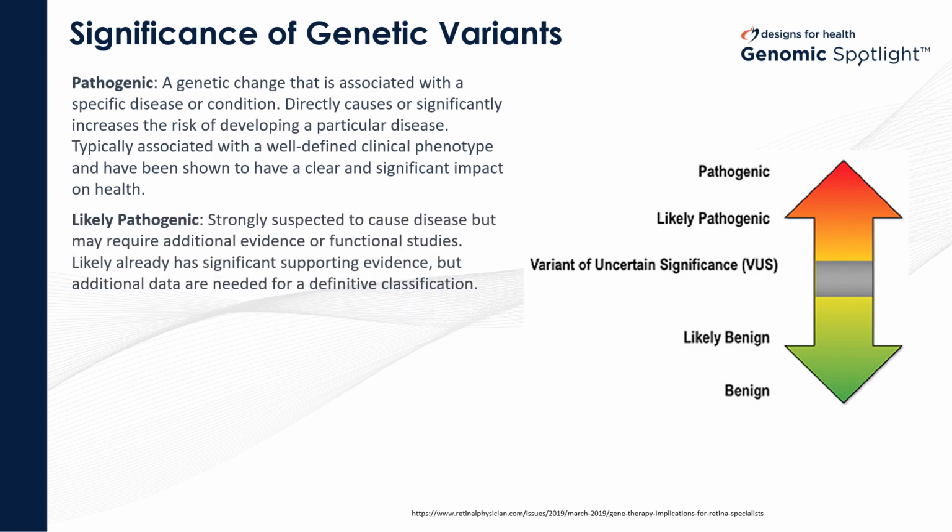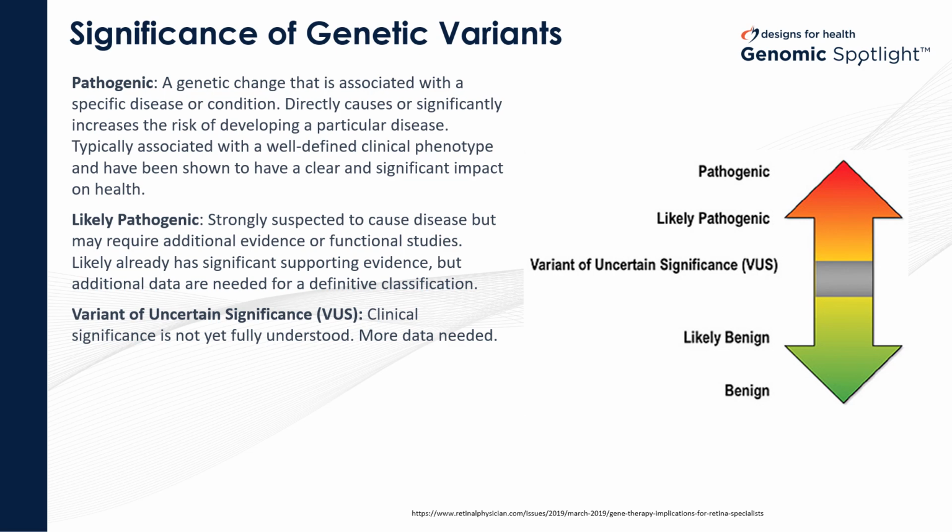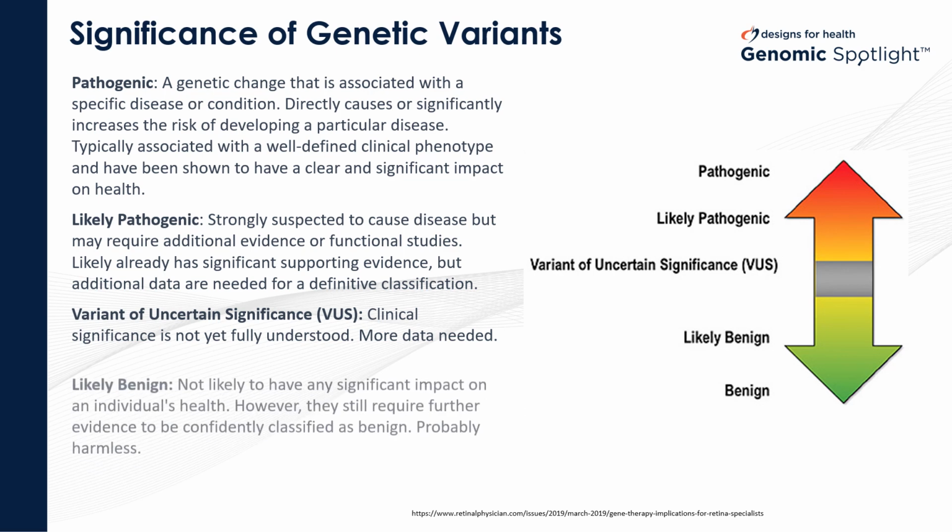Likely pathogenic is not as strong, but it's still strongly suspected to cause the specific disease, but may require additional evidence or functional studies. Likely pathogenic already has a significant amount of supporting evidence, but a little bit more additional data would be beneficial for a definitive classification. VUS, or variant of uncertain significance, is not so clear-cut. Clinical significance is not yet fully understood. It is definitely implicated, but quite a bit more data is needed.